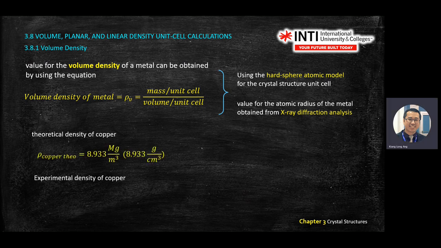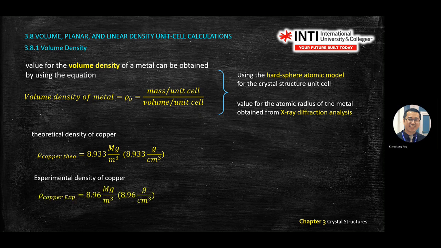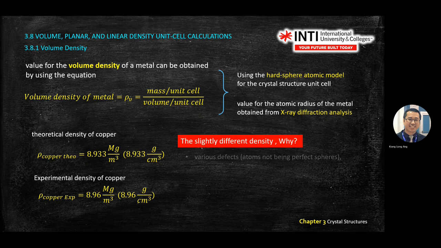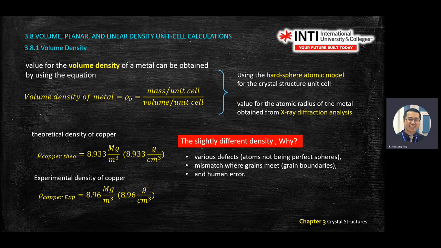So let's see. For example, the density of copper is 8.9 something megagram per meter cube, or in gram per cm cube. Theoretically you get 8.9, but experimentally you get 8.96, which is a bit bigger than the theoretical one. These are the reasons for the difference between the theoretical value that you calculate and the one you measure in the experiment. These are the factors. Either there is a defect, and there's one chapter where we'll talk about defects, meaning there's a hole or there's an additional atom. Or a mismatch of grain boundaries. When we talk about defects later, one of them is grain, like an earthquake canyon, where a river opens up. Or human error, or maybe a limitation of the machine, and so on.